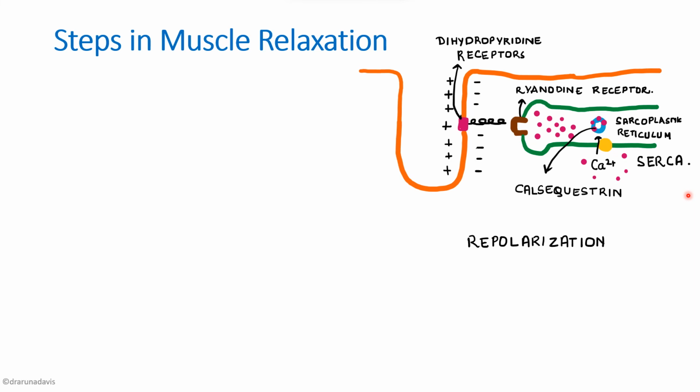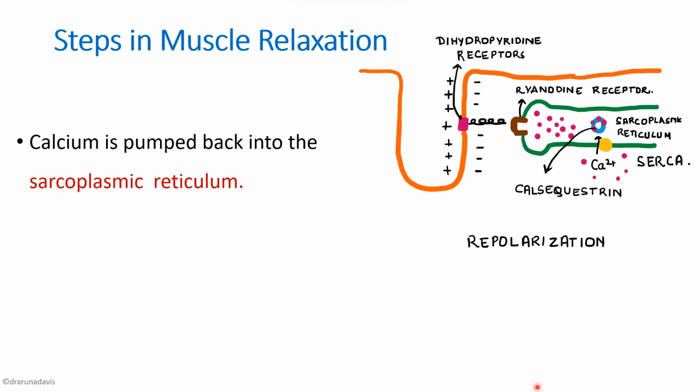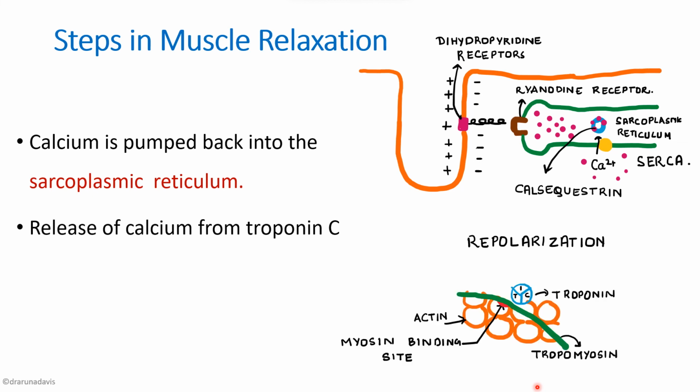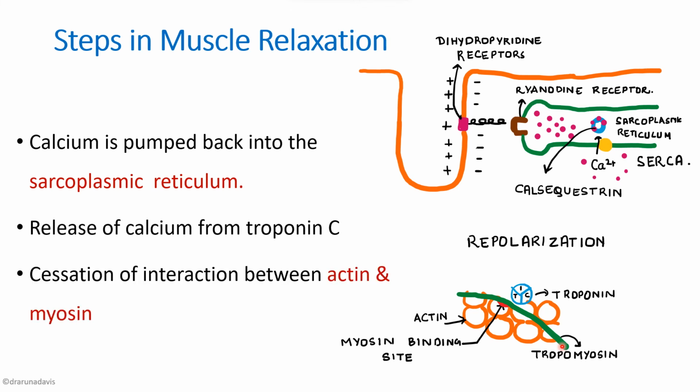And also there is another calcium binding protein present inside the sarcoplasmic reticulum called calsequestrin. This will bind all the calcium together and keep it in the sarcoplasmic reticulum itself. So the sarcoplasmic calcium concentration decreases, and the calcium will not be available to bind with troponin C. Thus the myosin binding sites will again be covered by tropomyosin, and this will lead to muscle relaxation. So calcium is pumped back, there is no calcium to bind with troponin C, so myosin binding sites are covered again. Those are the steps in muscle relaxation.